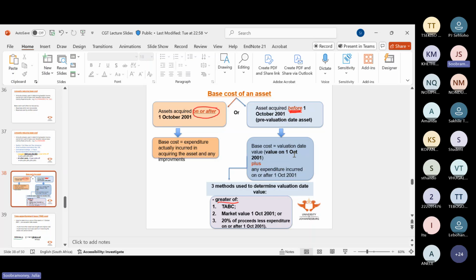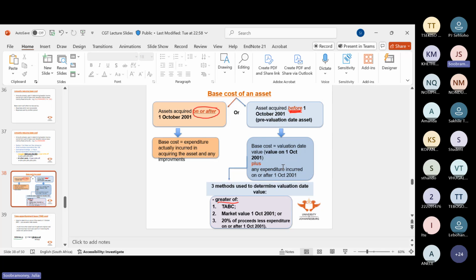Okay. So now you've got a cost that you've just worked out here, and that cost represents the cost for 1 October 2001. But now I sell the asset in 2010. That is like what? 9 years later. Okay. What happens if I had improvements during that time? And this is where it comes up.